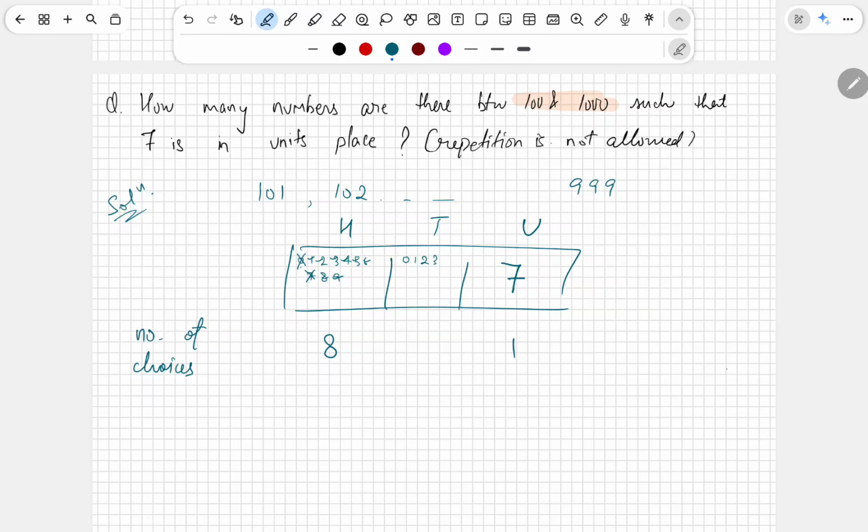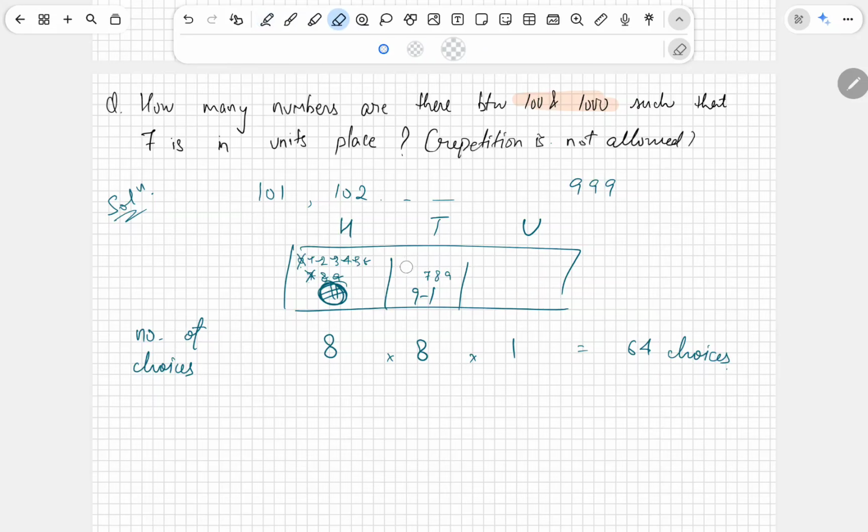0, 1, 2, 3, 4, 5, 6, 7, 8, 9. Total I had 10 choices, but I cannot use 7 because 7 is already used. Now out of these remaining 9, 1 is already used over here. 1 digit is present at the 100th place. So out of 9, 1 more digit has gone. So I'm left with only 8. So I'm left with 64 choices.